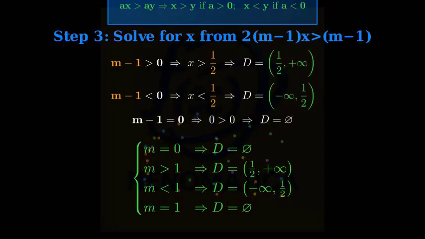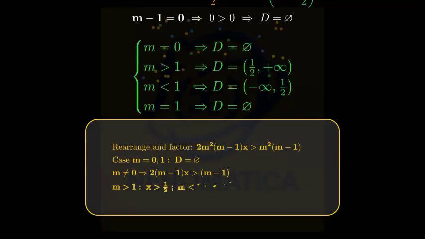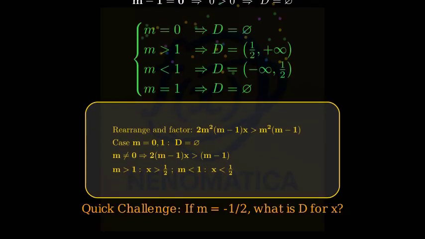Summary. We rearranged and factored the inequality, performed a clean case analysis on the parameter m, observed that dividing by m squared is safe when m is not 0, and that the sign of m minus 1 determines the direction of the final inequality in x. Quick challenge. What interval for x would you get if m equals -1/2? Take a moment, decide the sign of m minus 1, and predict the answer.